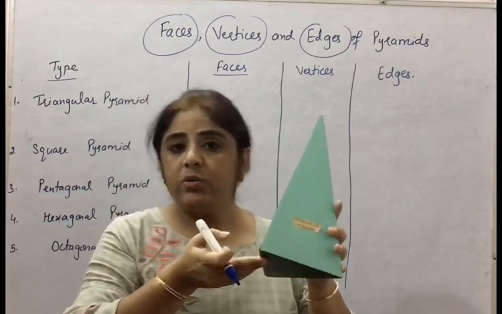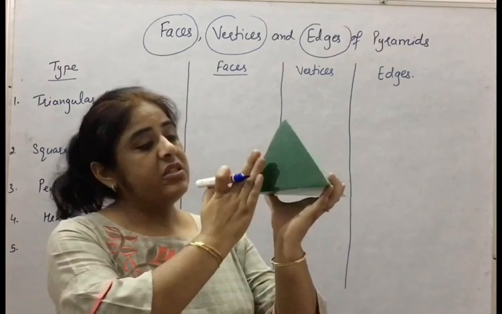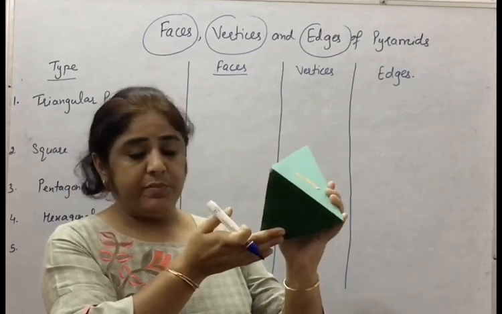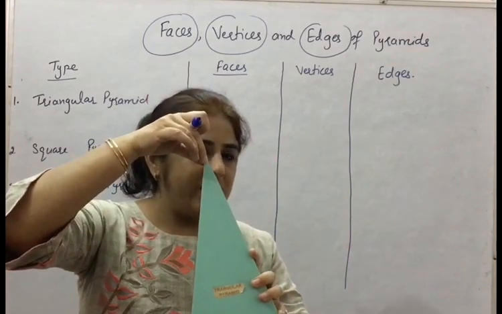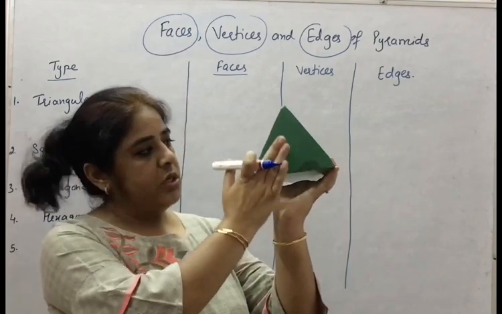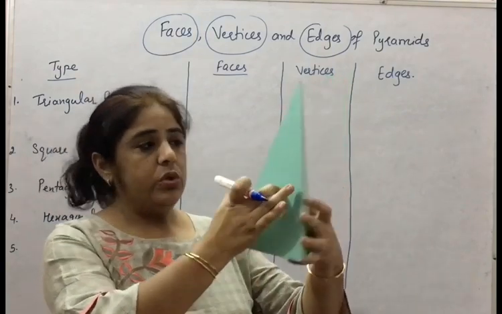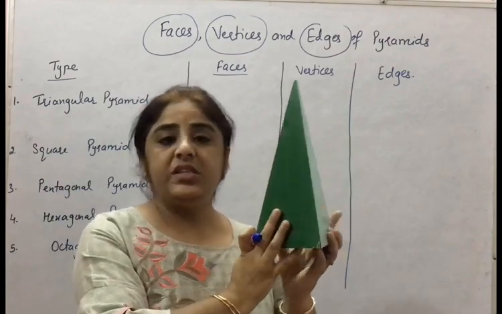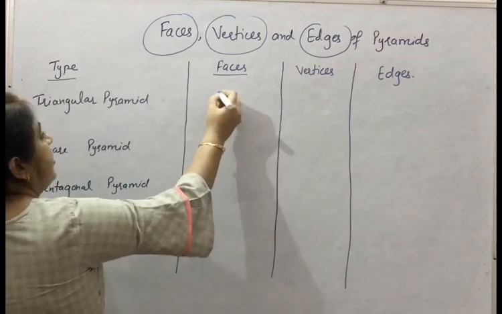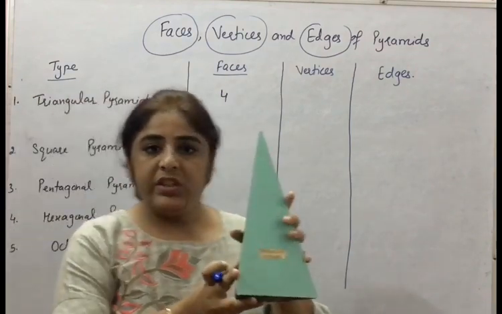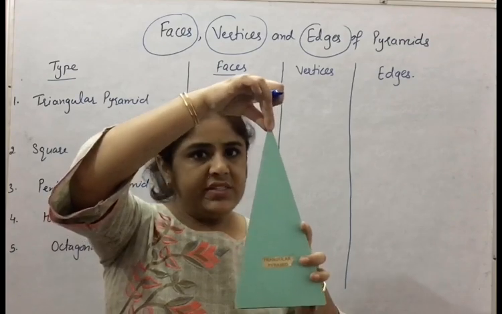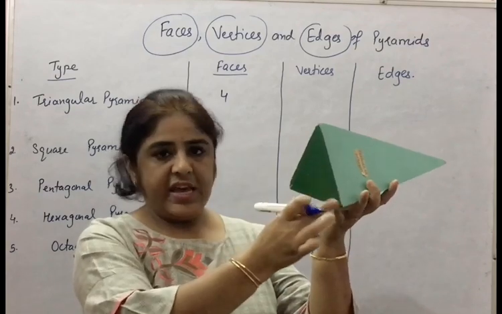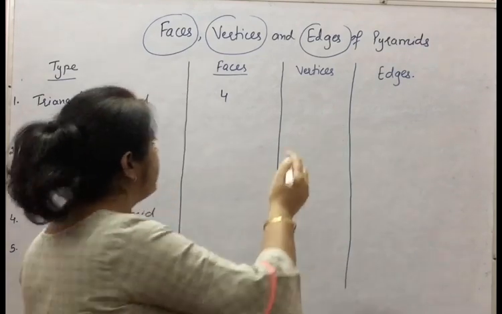As we know about faces, vertices, and edges, a face is a flat surface, at the side or at the base, but the top is a vertex here. So how many faces do we count? 1, 2, 3, and 4. So the total number of faces for a triangular pyramid is 4. Now go with vertices. One is at the top, and the base has 3 vertices.